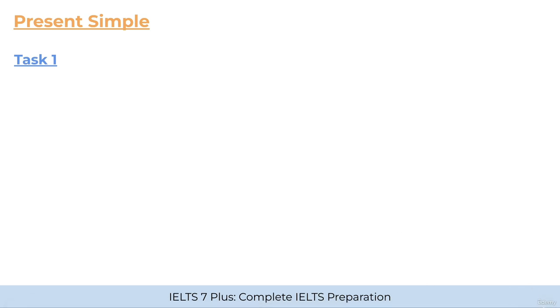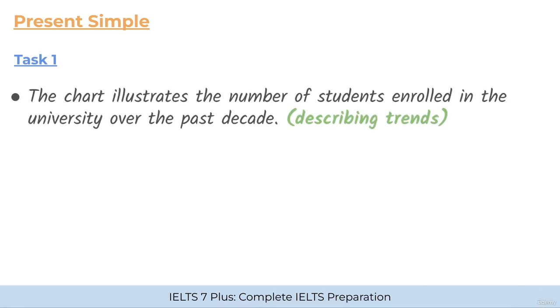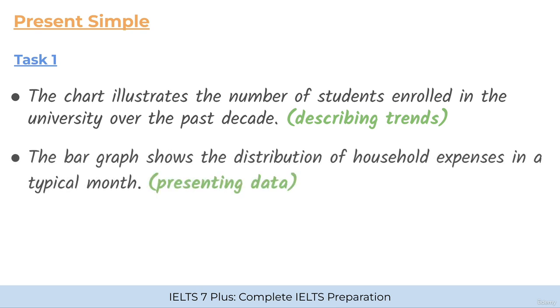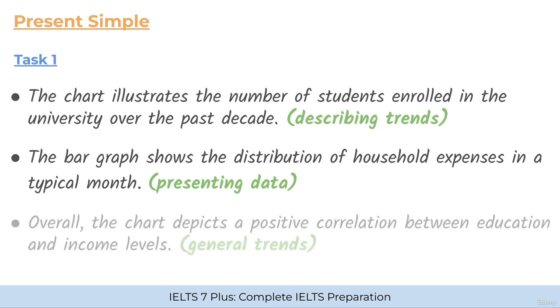Okay, so we've got a task 1 example now. We've got 3 sentences and we'll just see if we can spot any present simple in them. So the first one, the chart illustrates the number of students enrolled in the university over the past decade, and that's describing trends. Second one, the bar graph shows the distribution of household expenses in a typical month. That's presenting data. And the third one, overall, the chart depicts a positive correlation between education and income levels. That's general trends there.